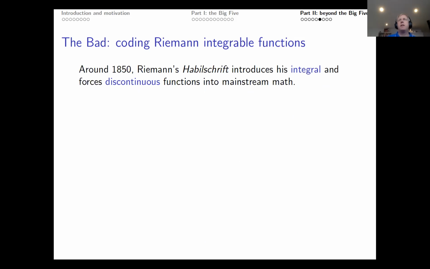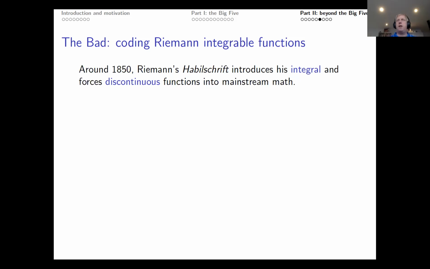The bad is that coding Riemann integrable functions doesn't work. A function is Riemann integrable if it's bounded everywhere and continuous almost everywhere. So there's only a measure 0 set of discontinuities. The thing is, Riemann introduced his integral way before set theory, in 1850. Cantor's set theory was 20, 30 years later. Also, Riemann showed that discontinuous functions are very important in mainstream math.